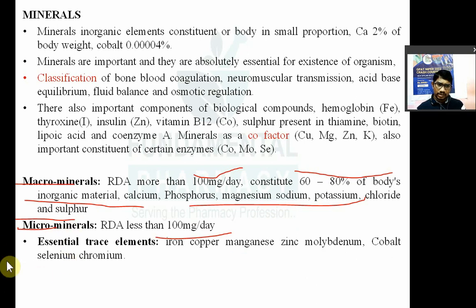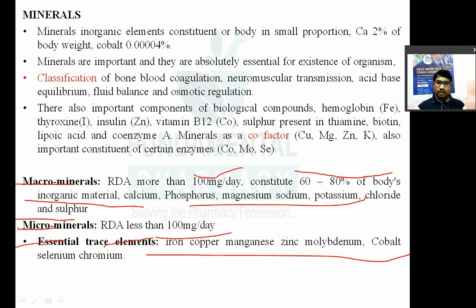So the first one is essential trace elements. In that you are going to have iron, copper, manganese, zinc, molybdenum, cobalt, selenium, and chromium. These elements are required, but the quantity required is very less.